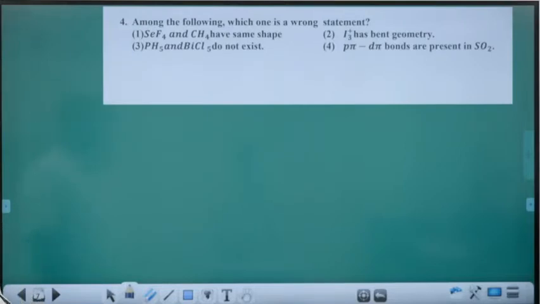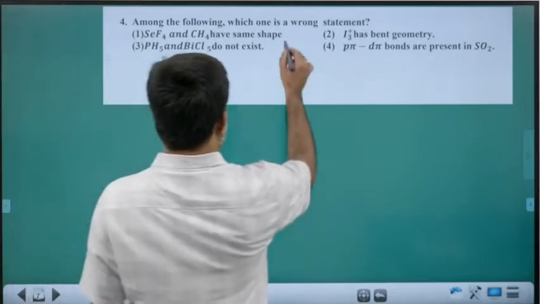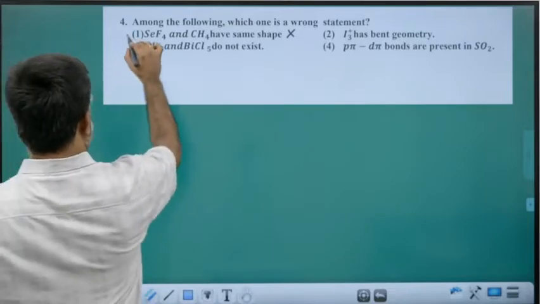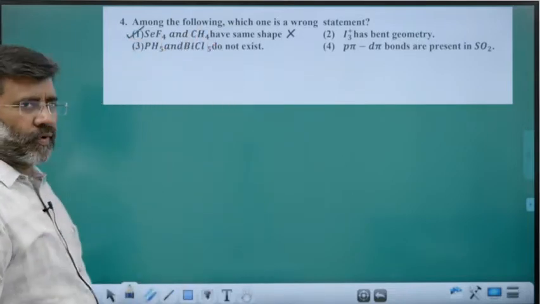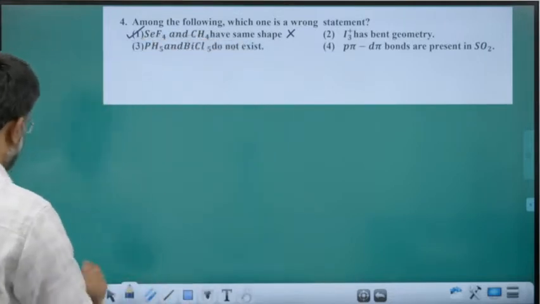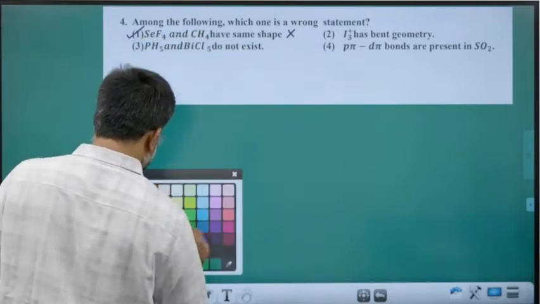Wrong statement. SeF4 and CH4 have the same shape? That is wrong. That is the wrong statement. CH4 is tetrahedral, sp3 hybridization. What about SeF4? The very famous molecule.